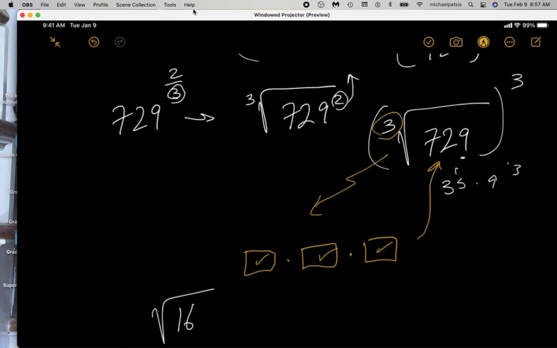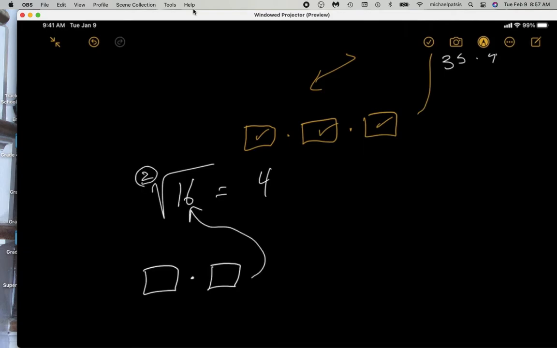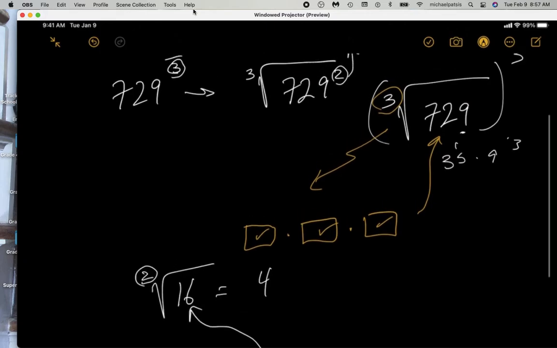Just like if we had a square root of 16, you know off the top of your head that is 4. What does the square root mean? It means you're looking for a number. We don't know what it is. It's multiplied by itself twice, and you get the radicand. And what is that number? That number is 4. So over here, we are looking for a number multiplied by itself 3 times.